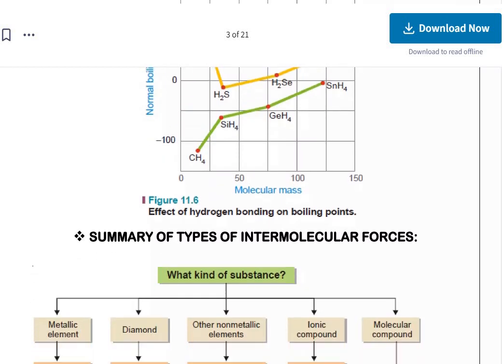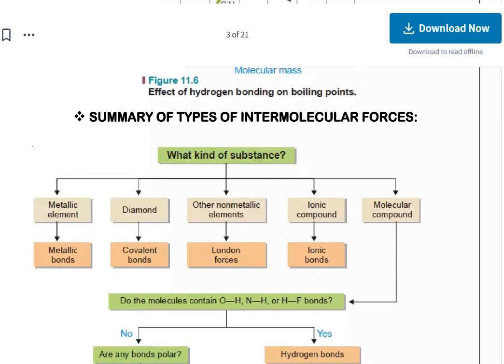My friends, now a summary of the types of intermolecular forces. What kind of substance? Metallic elements, metallic bonds; diamond, covalent bonds; other non-metallic elements, London forces; ionic compounds, ionic bonds; molecular compounds with O-H, N-H and H-F bonds.